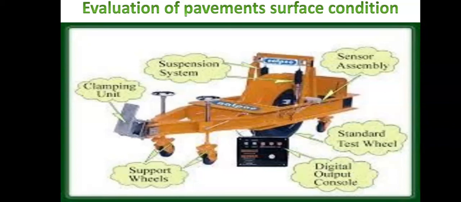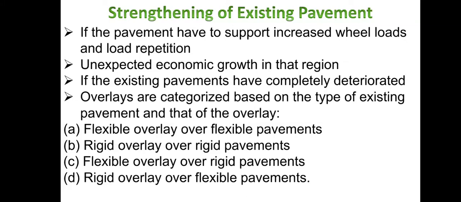This is the assembly. It consists of suspension system, sensor assembly, standard test wheel, digital output console, support wheels, clamping unit. The assembly is driven by a jeep.